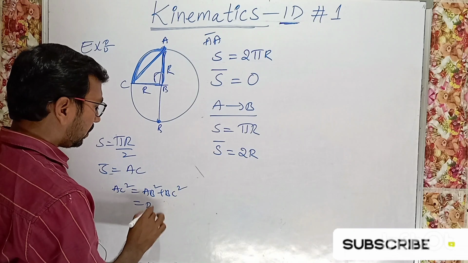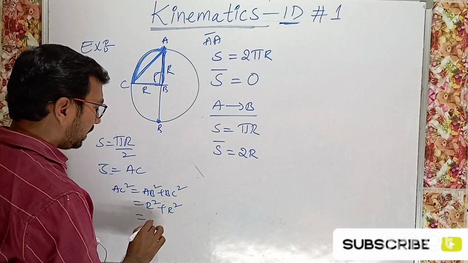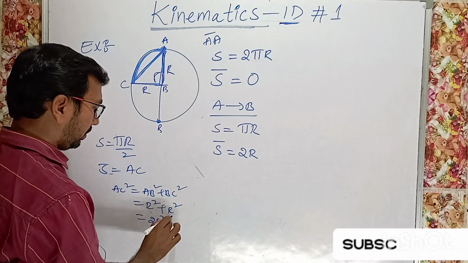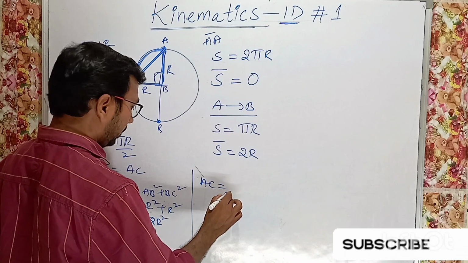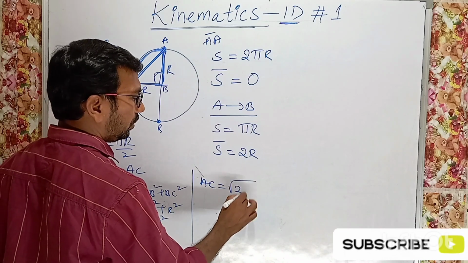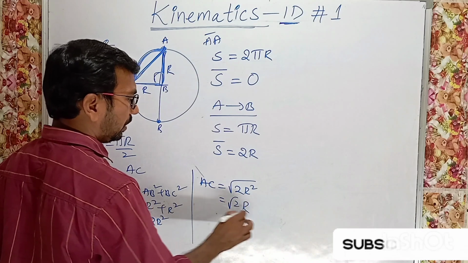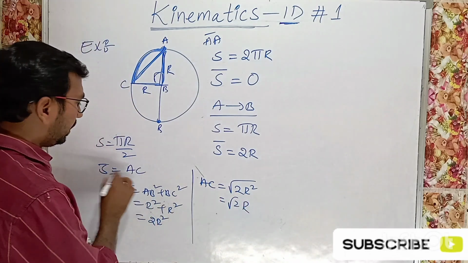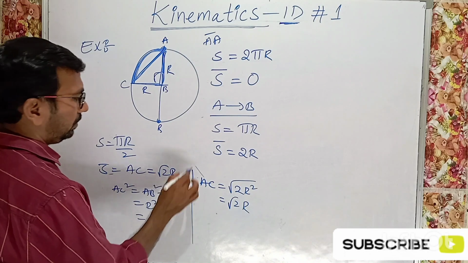AB square means r square, plus BC square means r square. r square plus r square is 2r square. So AC is equal to root 2r square, which is root 2 r. So here AC is the displacement. Displacement is equal to root 2 r.